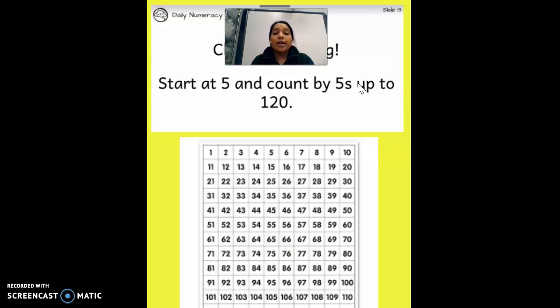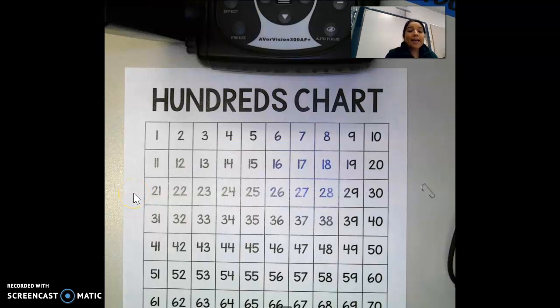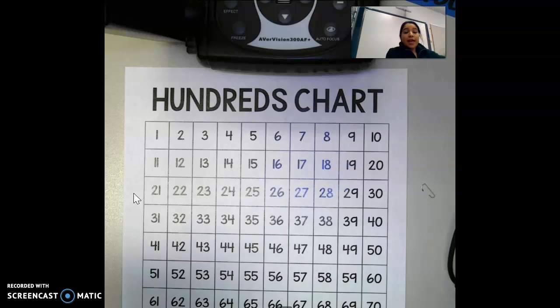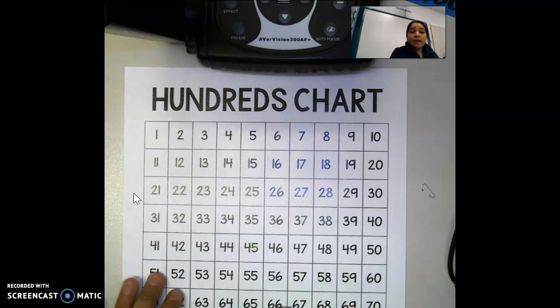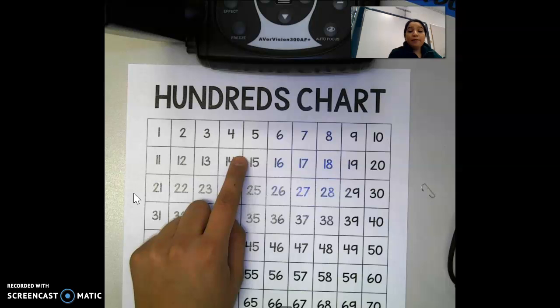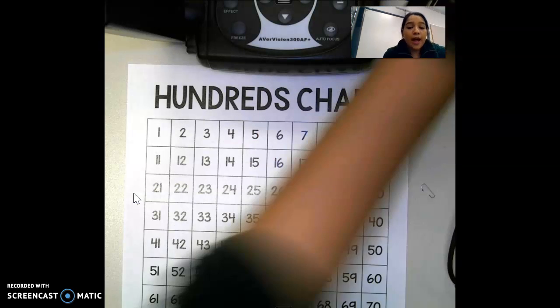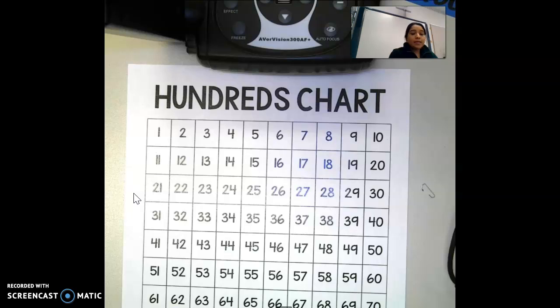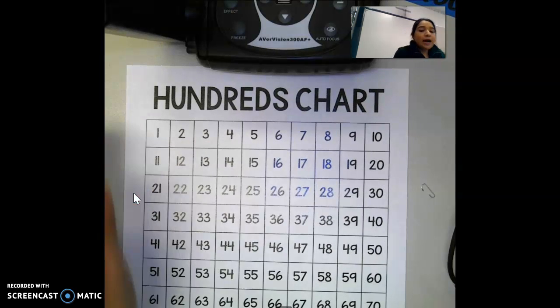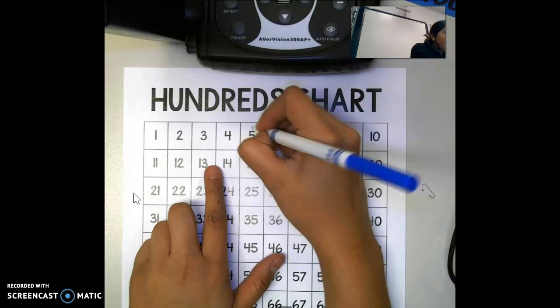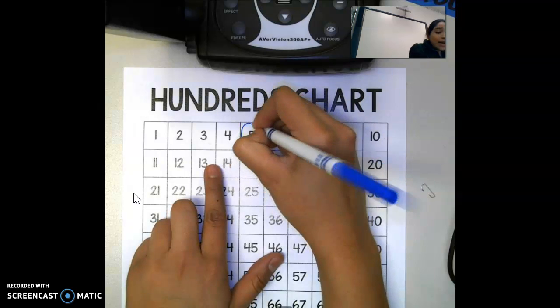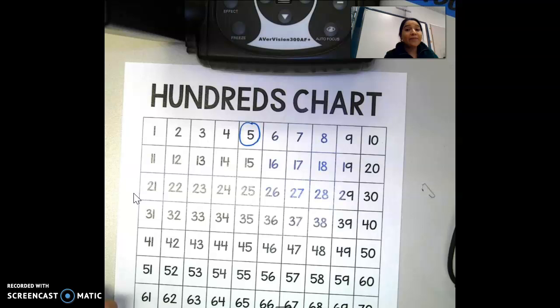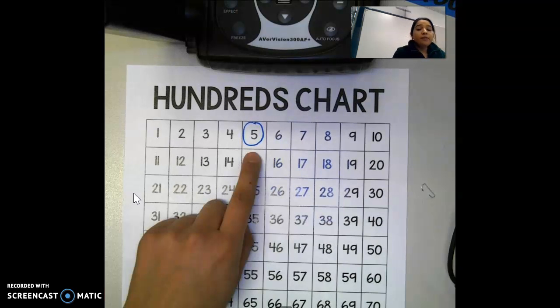But I'm going to go ahead and switch my camera so I can highlight and circle all of my numbers by fives. So I'll be right back. Okay, so we're going to go ahead and practice counting by fives in our hundreds chart. And what I'm going to do is I'm going to count by fives and I'm going to circle each number as I'm counting. So this is my hundreds chart. And when we're counting by fives, we're going to start at 5. Are y'all ready to start counting? You ready? Okay, count with me.